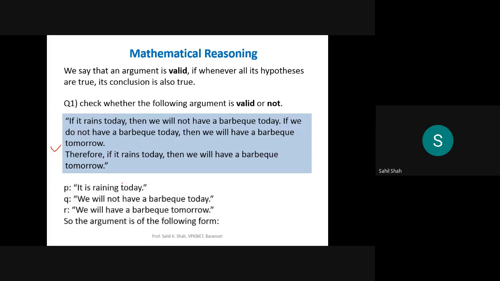Okay. The answer is in front of you. P is it is raining today. Q is we will not have a barbecue. R is we will have it. The argument is of the following form: P to Q, Q to R. So my conclusion is P to R. In this case, there is no need of constructing a truth table. Directly by using the law, we can conclude.